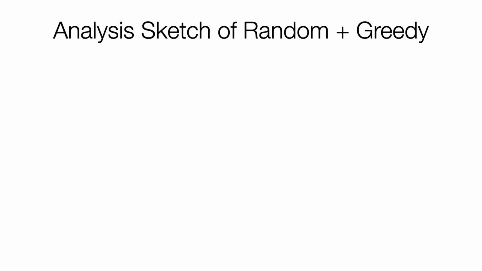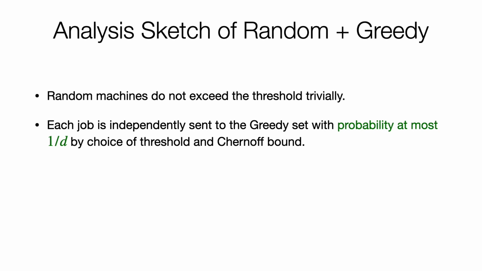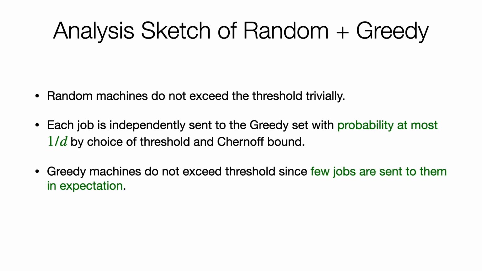A brief sketch of the analysis of this random plus greedy algorithm is here. For the random machines, we don't exceed the threshold because we never add any jobs which go beyond this threshold. And each job is sent independently to the greedy set with probability at most 1 over D, and this is from the choice of our threshold and the Chernoff bound. In the greedy machines, even though the competitive ratio is theta of D, since only a 1 by D fraction is sent to them, the competitive ratio remains a constant.